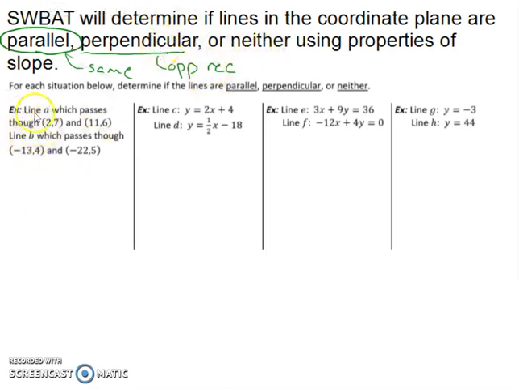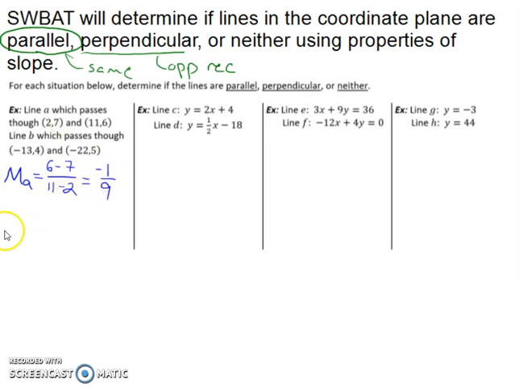So we're going to start with the first example. Line A passes through these 2 points and line B passes through these 2 points. To do this one, we're going to use slope formula. So I'm going to write m sub A, slope of line A, is equal to y2 minus y1. So that's going to be 6 minus 7 over x2 minus x1. So that is 11 minus 2. And this comes out to -1 divided by 9.